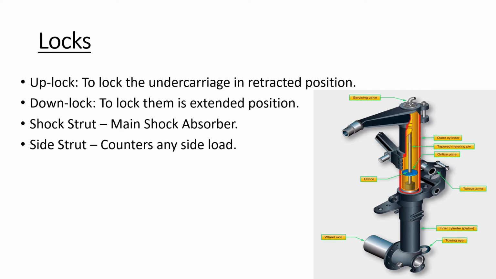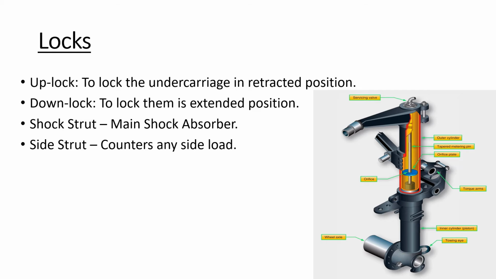An inadvertent undercarriage deployment at cruise speed would create a major hazard for the aircraft. For this reason, the undercarriage legs must be locked in the retracted position throughout the flight, and this can be achieved using locks. There are two types of locks, as you can see by the name of the locks. Up lock would lock the undercarriages in the retracted position, and down lock will lock the undercarriage in the extended position. And the shock struts are used as the main shock absorber, and side struts are used for the side load.